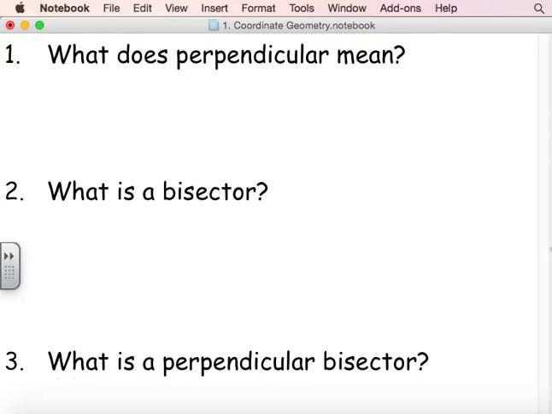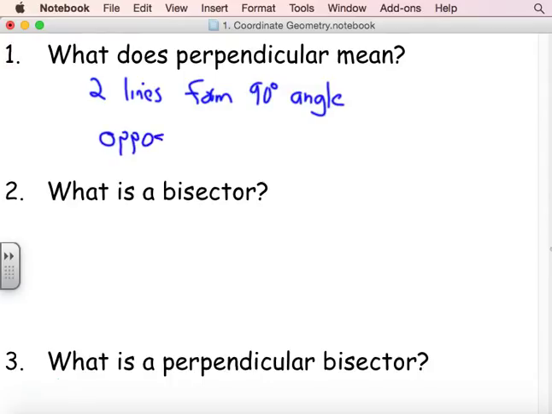Perpendicular means that you've got two lines or segments that form a 90-degree angle. So two lines or segments that form a 90-degree angle are perpendicular. And as far as slope goes, remember that perpendicular lines have opposite reciprocal slopes. Okay, that's really important to remember for what we're going to be doing today, because we'll be using opposite reciprocal slopes.